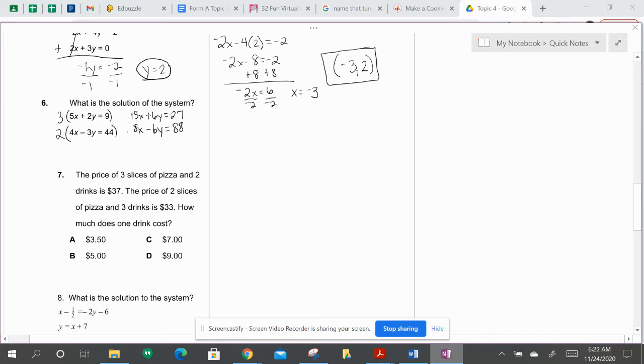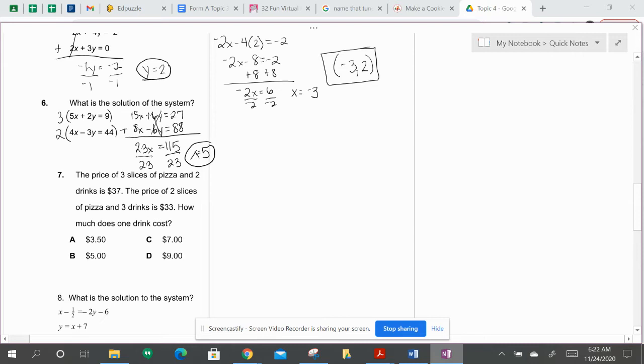Now I've got my opposites in the 6y and negative 6y, and so I'm going to add to eliminate. So 15x plus 8x becomes 23x. 6y plus negative 6y is eliminated, and that's what we want to happen. And then 27 plus 88 becomes 115. Finally, finishing up, I'm going to divide each side by 23, and I end up with x being equal to 5.